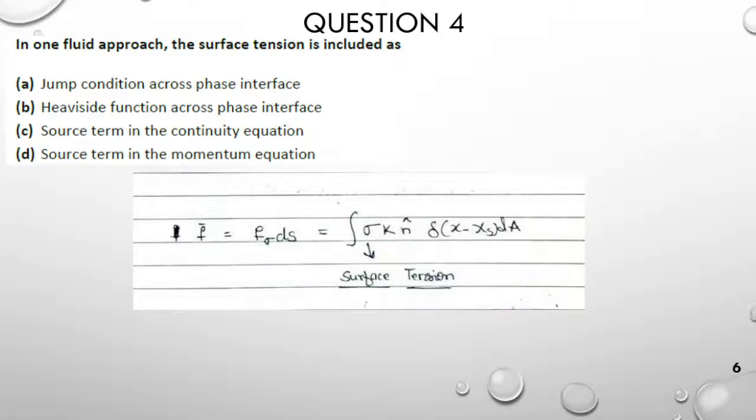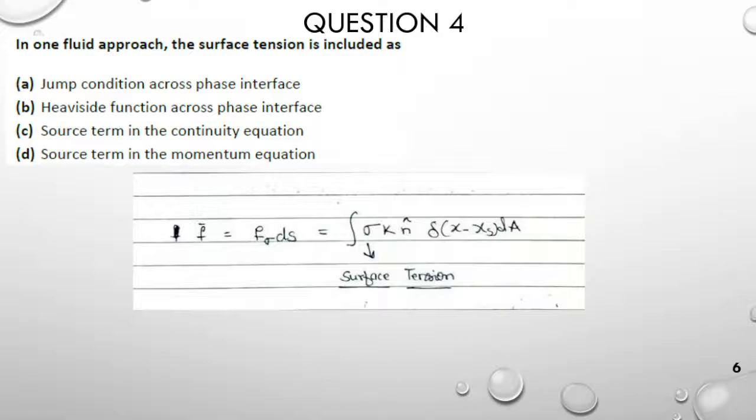Option number A, a jump condition across the phase interface, is done in the multi-fluid approach, not in the one fluid approach. And the Heaviside function across the phase interface is not used to include the surface tension. That is done to include the material properties. To change the material properties, you are using the Heaviside functions. Surface tension will come only at the interface, whereas this Heaviside function is mainly used during the calculation of the properties. So that is not a correct option. B is not a correct option either.